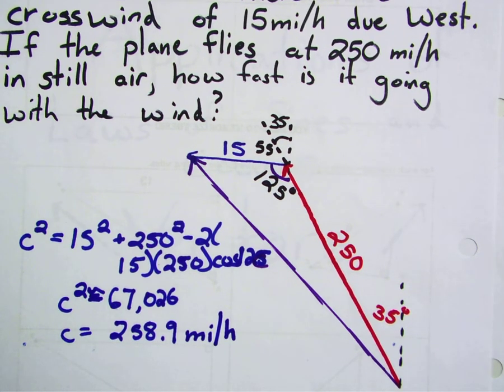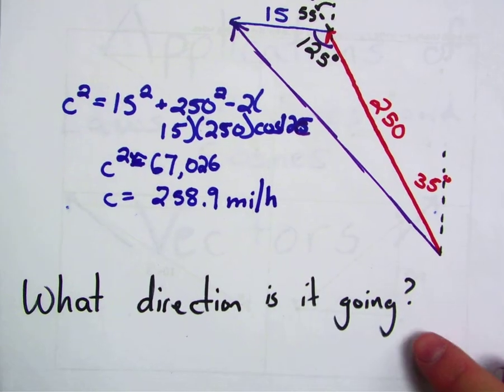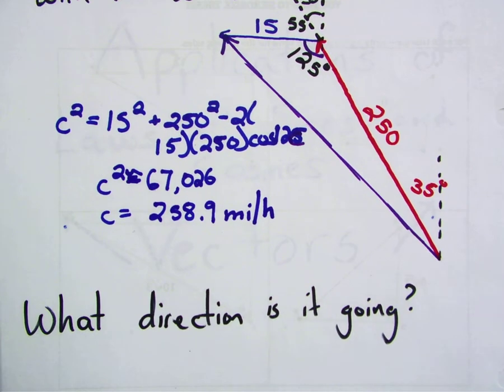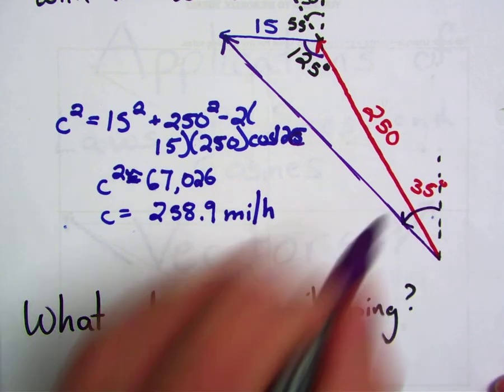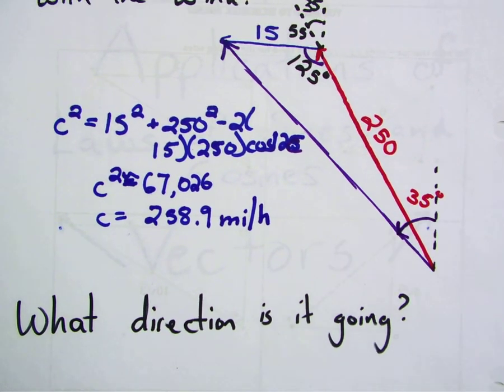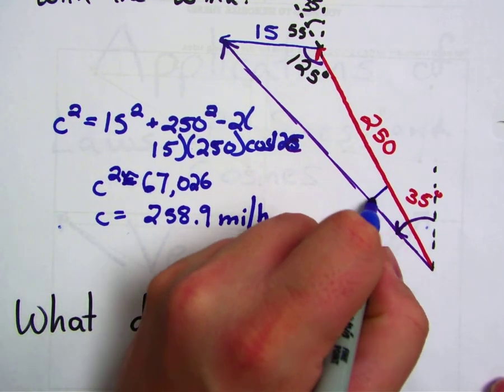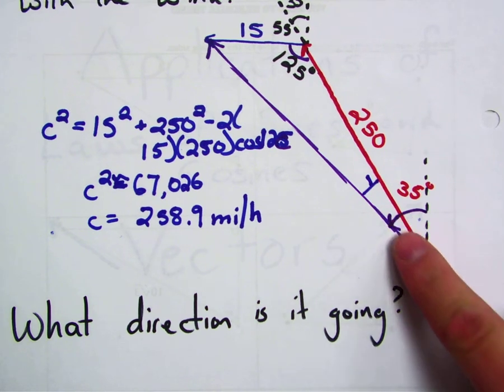Now, in order to find the direction, let's say we wanted to find the direction the plane was going, in that case, we always want to measure our angles from due north. So in this case, we need that whole angle from there to there. We already have part of it. We know there's 35. So what we need to find out is this part here. We can call that maybe a y. So we need to find out this y angle, just this little tiny part here, and add it to the 35 to get our total answer.